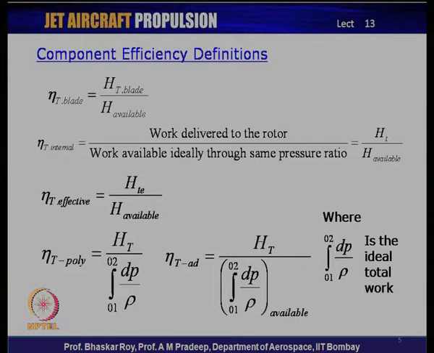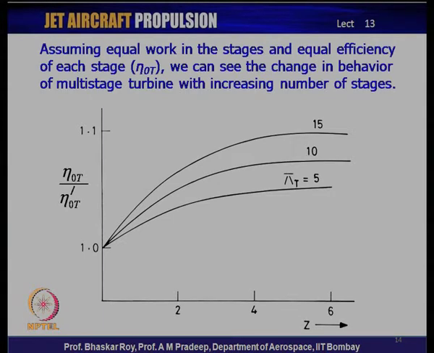So, these are the fundamental thermodynamic deficiencies from the thermodynamic point of view. One can make use of them as you wish for configuring the various processes that are occurring inside a turbine. If you now take into account the fact that we have equal work in the stages and equal efficiency of each stage of a multi-stage turbine, as you know, most of the turbines in a jet engine are multi-stage turbines.